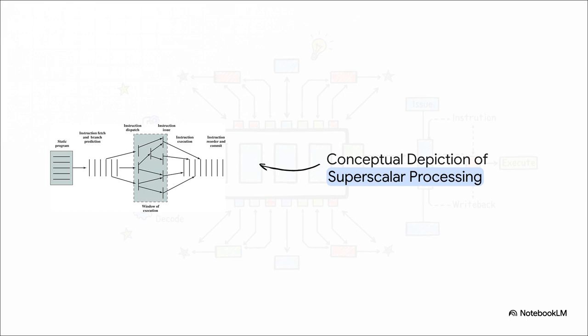Just look at this visual journey. Over on the left, you've got your static, linear program exactly as it was written by the programmer. The processor fetches these instructions, tries to predict the branches, and dispatches them right into that gray box, the window of execution. Inside this window, it is organized chaos. Instructions scatter, executing totally out of order based on true data dependencies and whatever resources are available. But finally, they converge on the right side, completely reordered and ready to be committed.